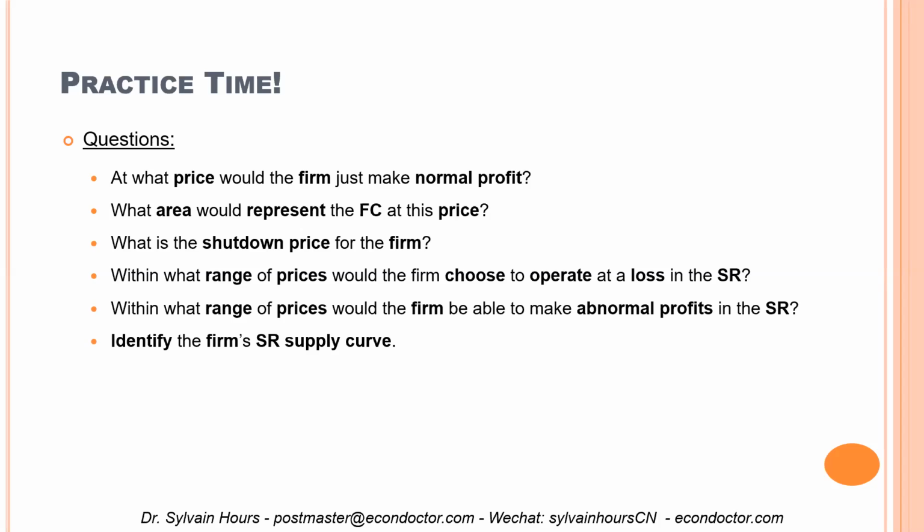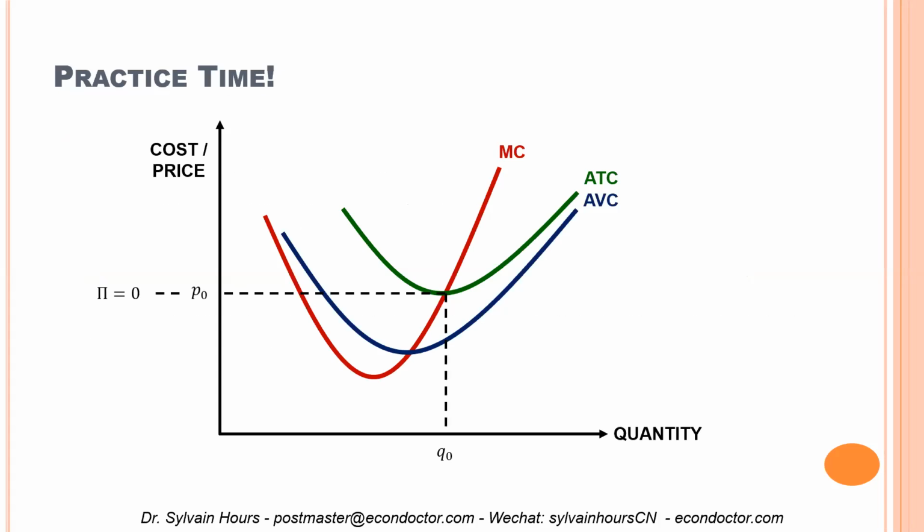At what price would the firm just make normal profit? You know that this is the case when the price is equal to the minimum of the ATC. If the price is above the minimum of the ATC, the firm will make a positive profit at the profit maximizing level of output. And if the price is below the minimum of the ATC, the firm will make a negative profit at the profit maximizing level of output. So this is the price P0 at which the firm makes zero economic profit, normal profit. Profit is equal to zero if the price is there.